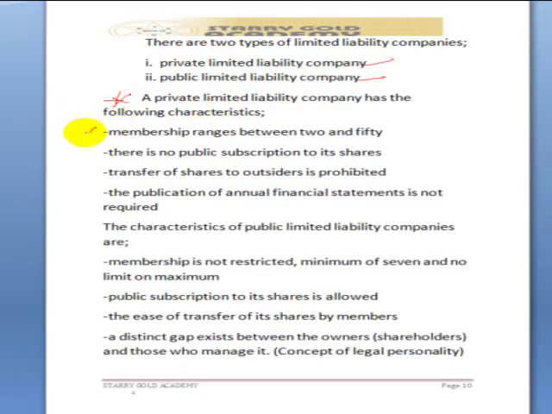1. Membership ranges between 2 and 50. 2. There is no public subscription to its shares. 3. Transfer of shares to outsiders is prohibited. 4. The publication of the annual financial statement is not required. Those are the 4 characteristics of a private limited liability company.